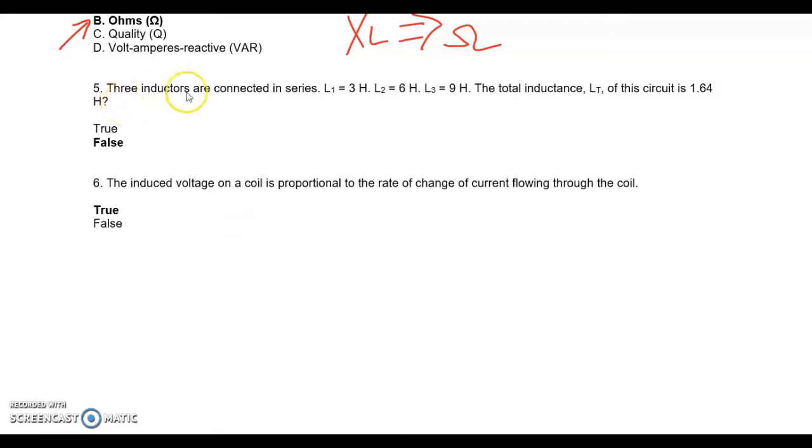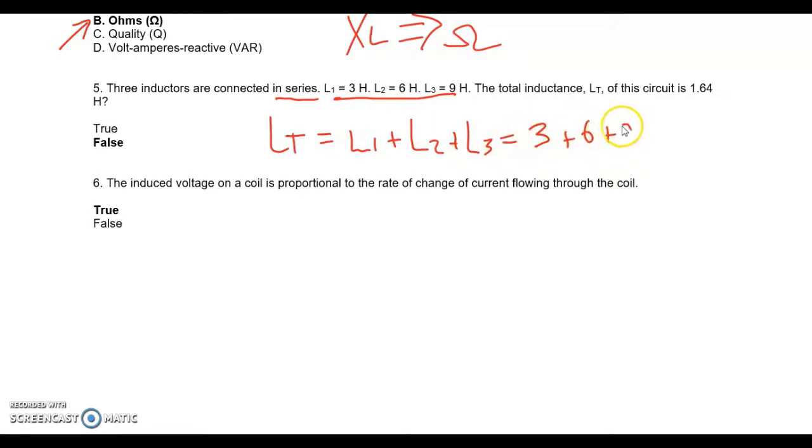Number 5, 3 inductors are connected in series. Here we have their values. True or false, the total inductance LT of the circuit is 1.64. That is false. To get total inductance in a series circuit, we simply add them up. 3 plus 6 plus 9 equals 18 henries. So the answer is false.